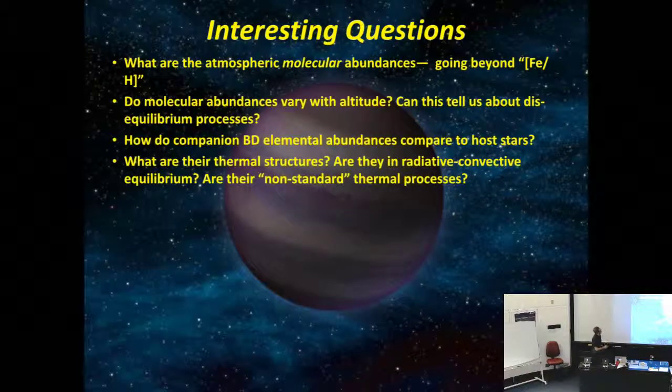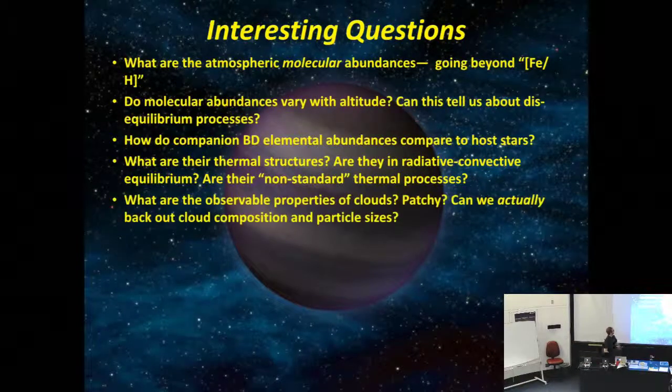What are the thermal structures? Can we back out what the temperature is with altitude in these objects? Does it look like objects in the solar system? Do they conform to what we would expect from physics, from radiative equilibrium? Are there non-standard thermal processes like non-LTE heating or gravity wave breaking that could affect their thermal profiles? What are the observable properties of clouds? Are they patchy? Can we actually learn something about clouds? Clouds are hard.